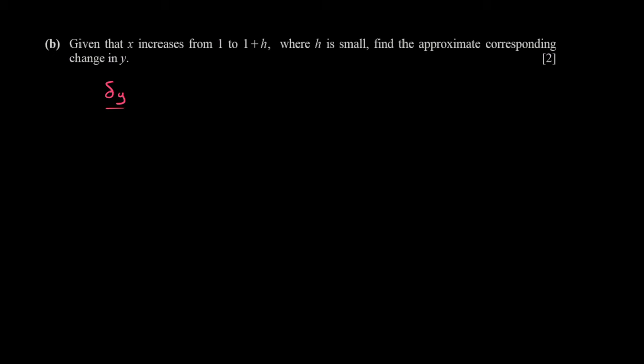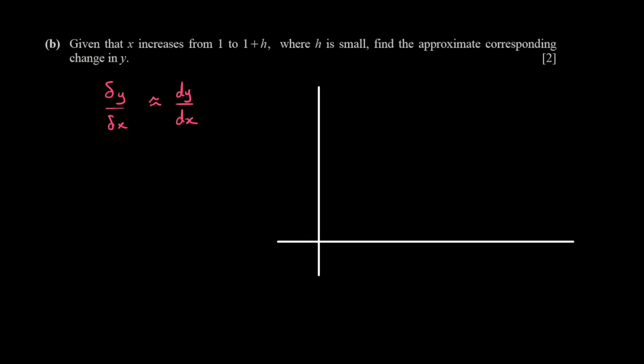Delta y over delta x is approximately equal to dy/dx. Now, I find that students don't really understand what that actually means or where it's coming from, so I'm going to very quickly try to explain now. Imagine that we've got some function, like that, and so I'll draw the function. I don't know, so it looks like this. Doesn't really matter what it is.